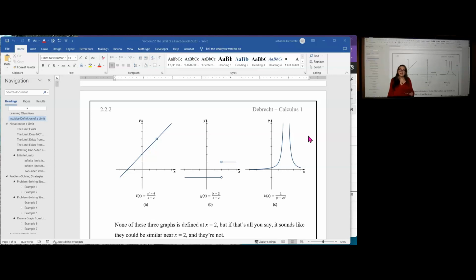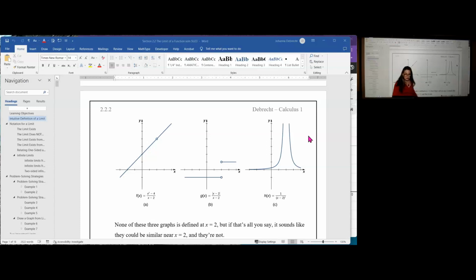If all we said about the graph was that at x equals 2, the function does not exist, then we would lose a lot of information about the behavior of the graph near x equals 2. That would give the impression that these graphs are similar, and they're very, very different. What we're going to do now is talk about what the value of the limit is on the graph on the left.